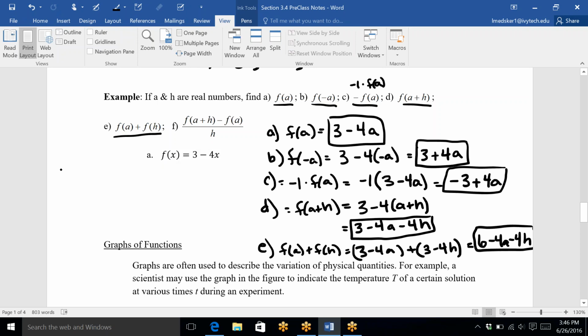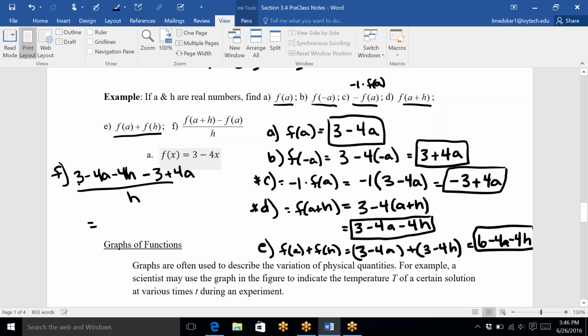And then this last one I left room over here to do. This is a little tricky. This says f of a plus h, which we've already done, which was part d, minus f of a, which was part c, because that's negative 1 times f of a, all over h. So we've already done the pieces of this when we did c and d, because that's kind of our numerator there, but we have to put it all over h. So 3 minus 4a minus 4h, and then we pull down the negative f of a. That was negative 3 plus 4a all over h.